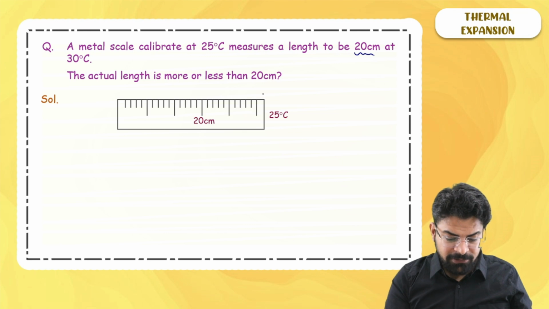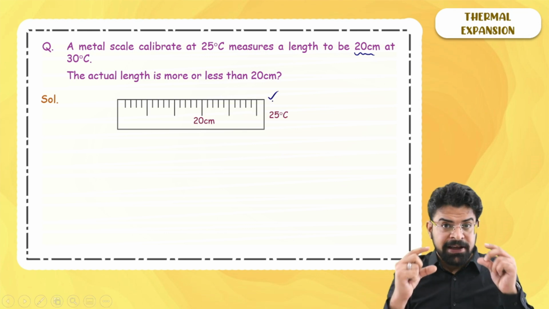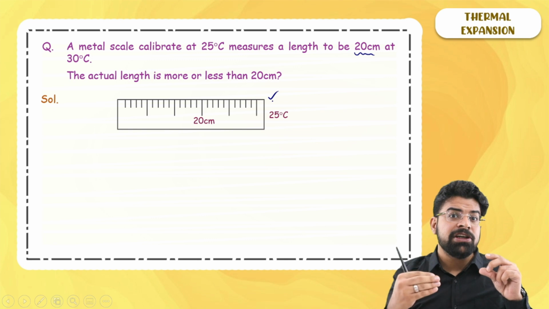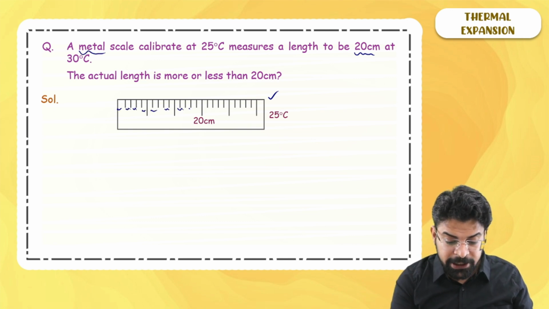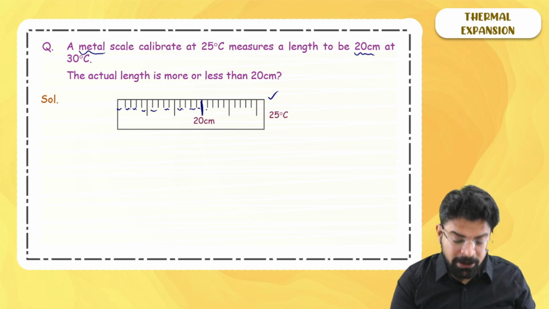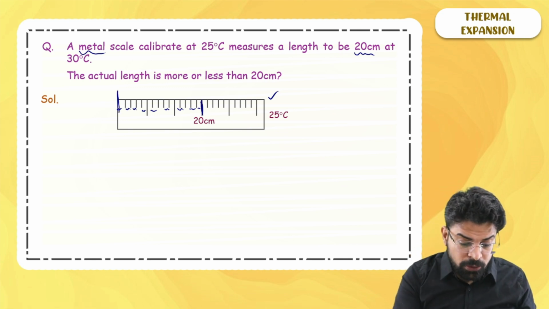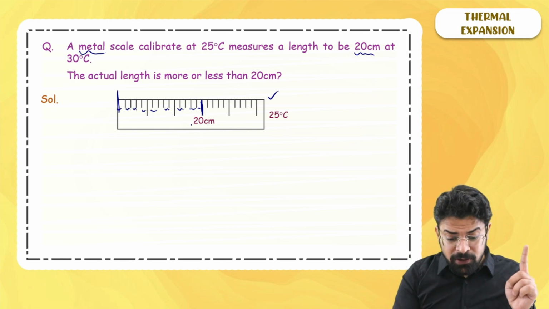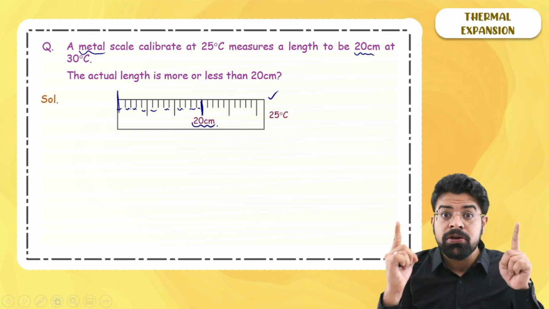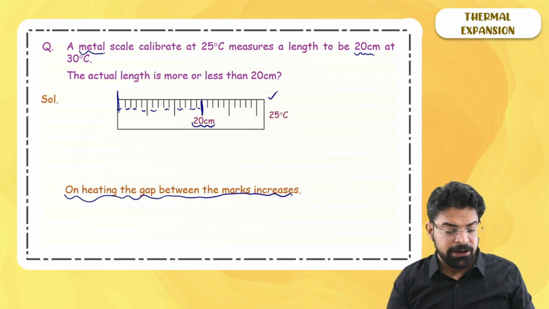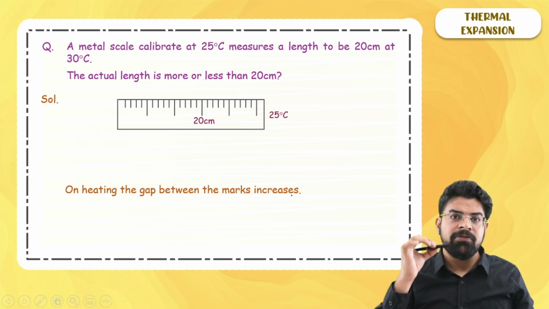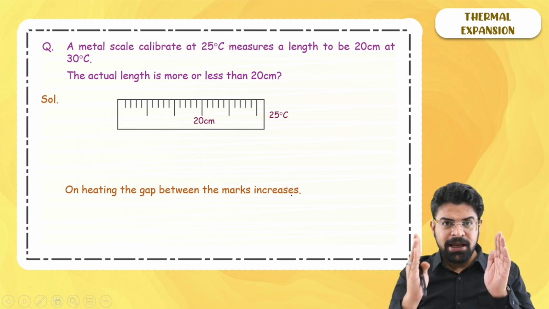So if you have this scale at 25 degrees centigrade, on increasing the temperature of the scale, what will happen? Sir, the scale will expand because they have given it's a metal scale. So the distance between the gaps will increase. Here there will be a mark which will now be away from the zero mark. It will still read 20 centimeter, but it will be more than 20 centimeter. So on heating, the gap between the marks increases, and once the gap between the marks increases, the scale looks still the same.